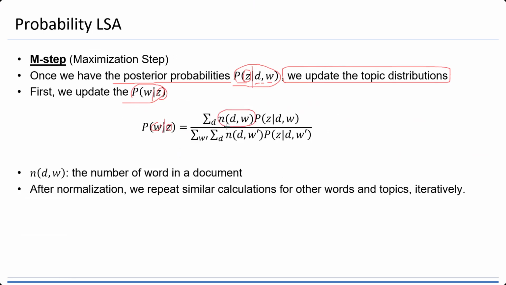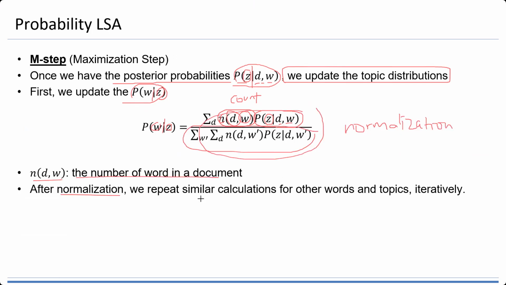It is the calculation of the count, where n means the count. So how many times a particular word appears in document D, multiplied by the probability of the topic given the document D and the word W, and then we do the summation. NDW means the number of words in the document. By using this formula, we do the normalization, and after the normalization, we calculate for every word and for every topic.